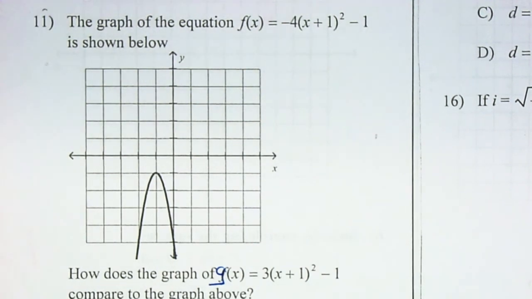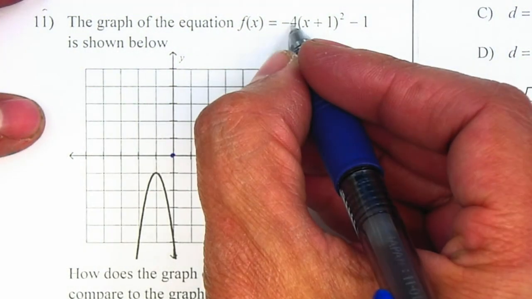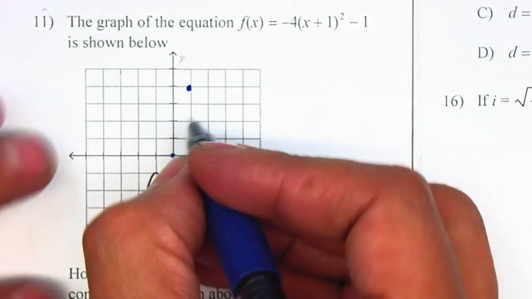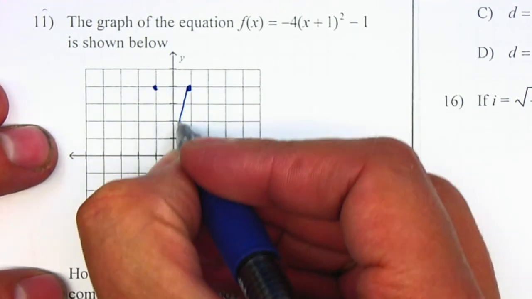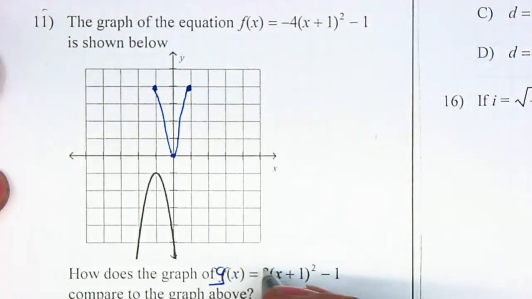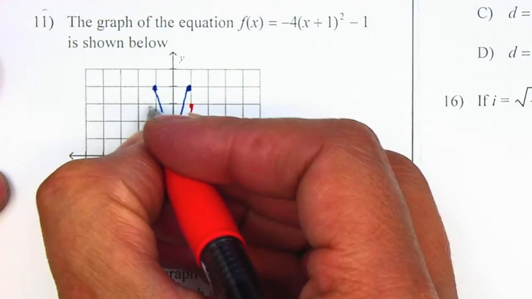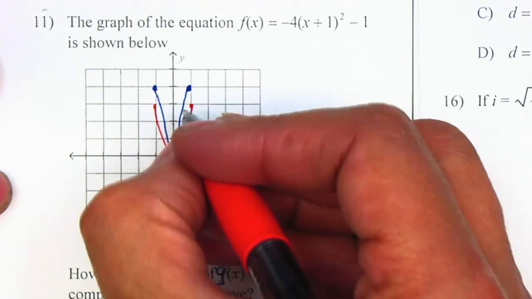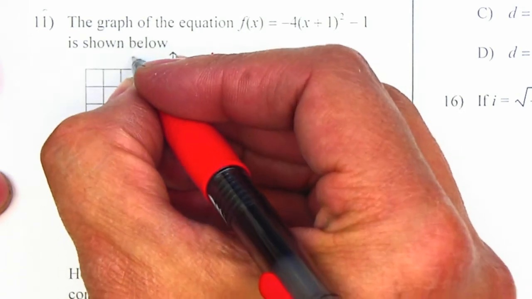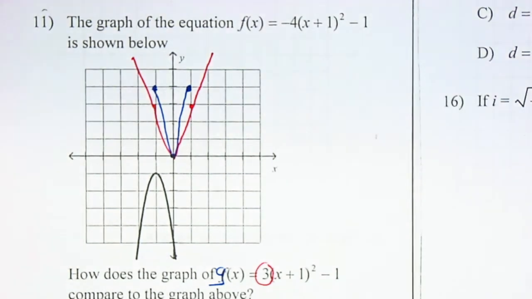How do we know if it's wide or narrow? Let's assume that the vertex is 0, 0. This slope is 4 over 1. 1, 2, 3, 4 over 1. The g of x, I'm going to do it in red, the slope is 3 over 1. 1, 2, 3, over 1. And I can repeat it again, 1, 2, 3, over 1. So is g of x wider? Yes, as you can see.